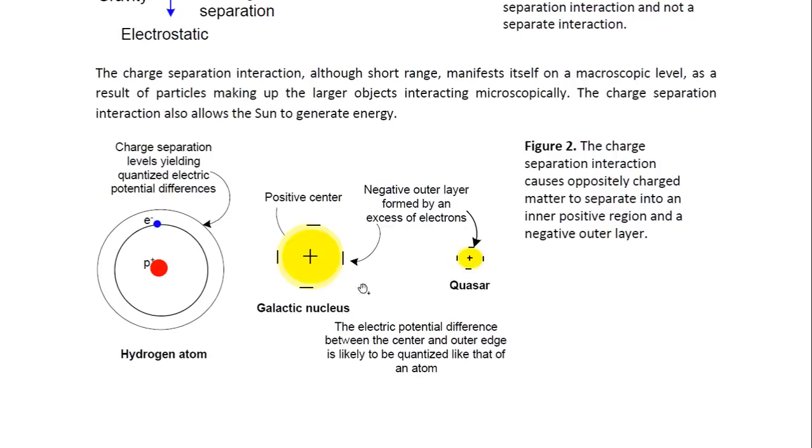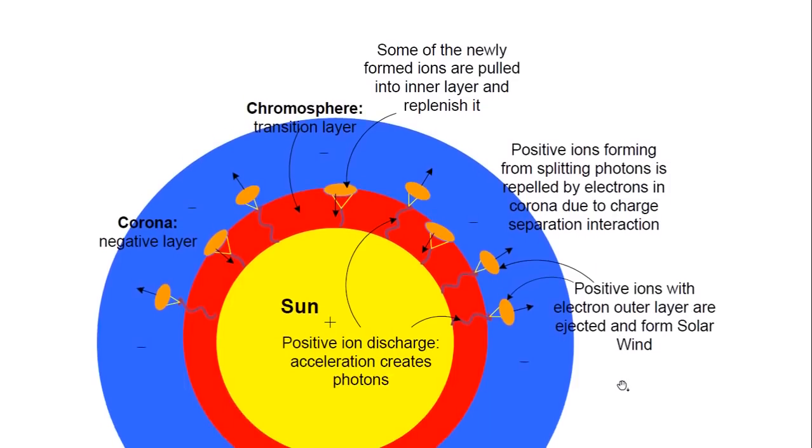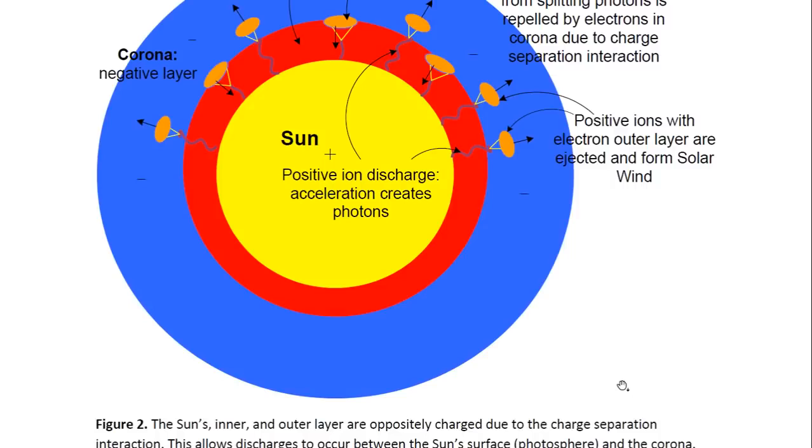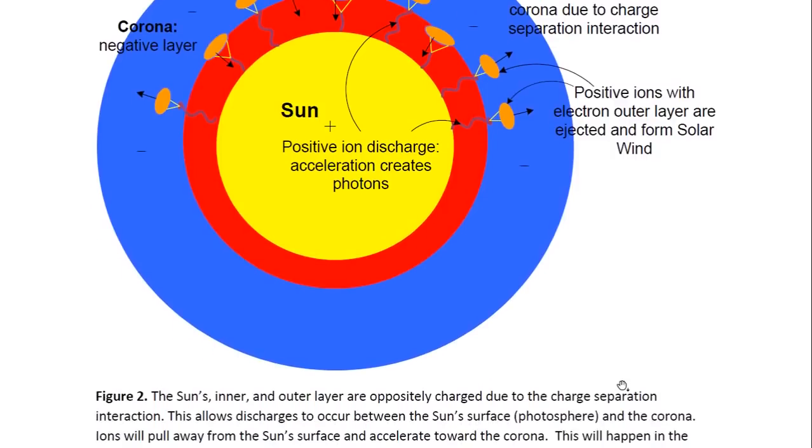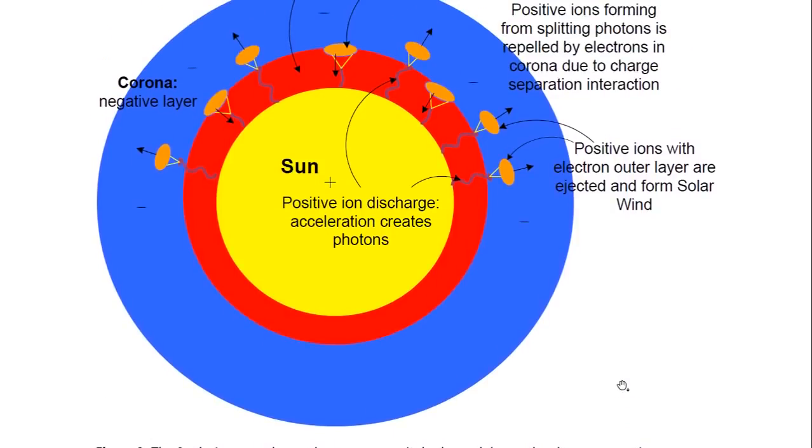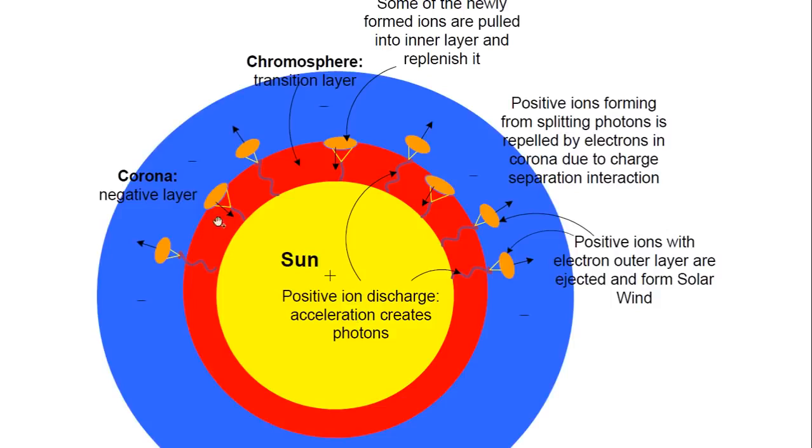The same thing happens with all objects from large to small in the universe that are isolated, that is in outer space. So a galactic nucleus will form a negative layer around it, so will a quasar, which is a forming galaxy. And the Sun and all planets will do the same. Now the Sun produces energy as a result of this interaction as well. And the Sun is made up of several layers.